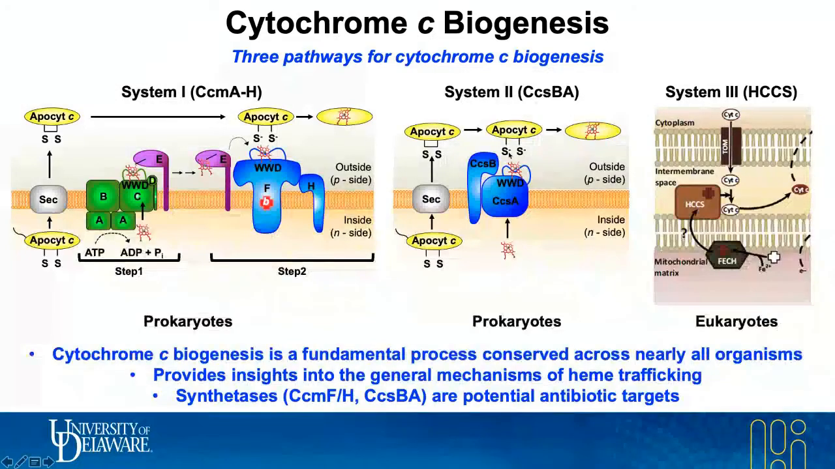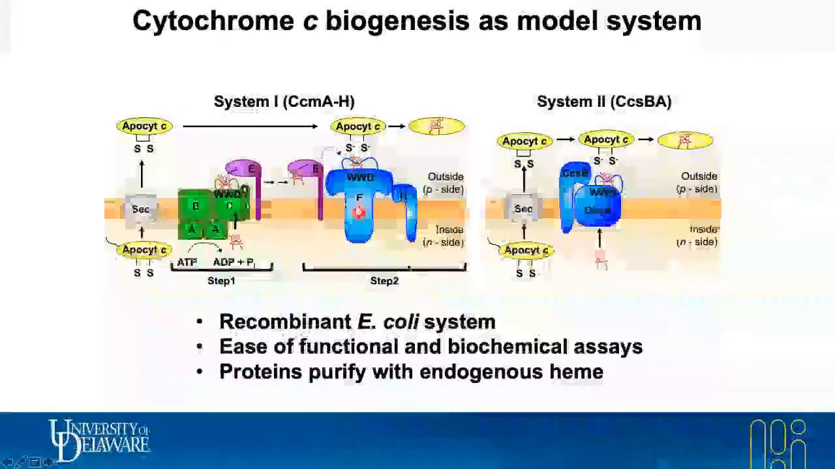We have a nice system set up for studying these pathways. We do everything in recombinant E. coli. These are integral membrane proteins, so they're difficult to work with. But with this E. coli system, we can do functional and biochemical assays. And importantly for our proteins, they co-purify with endogenous heme.